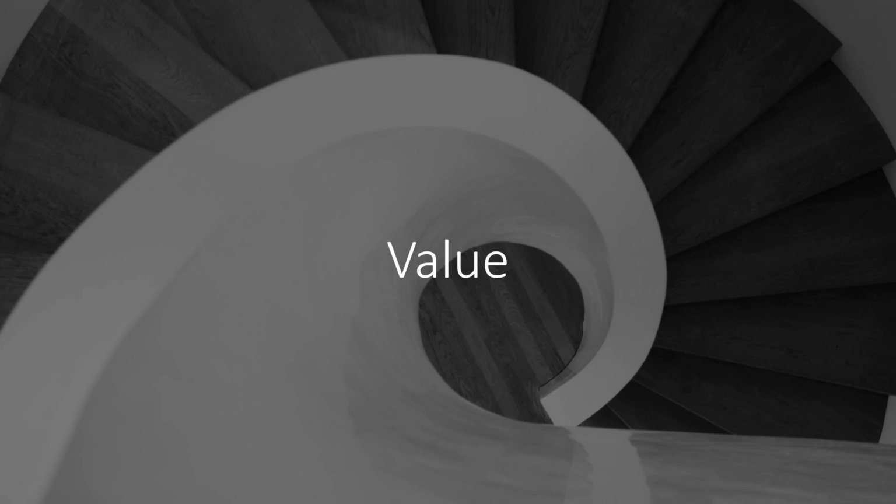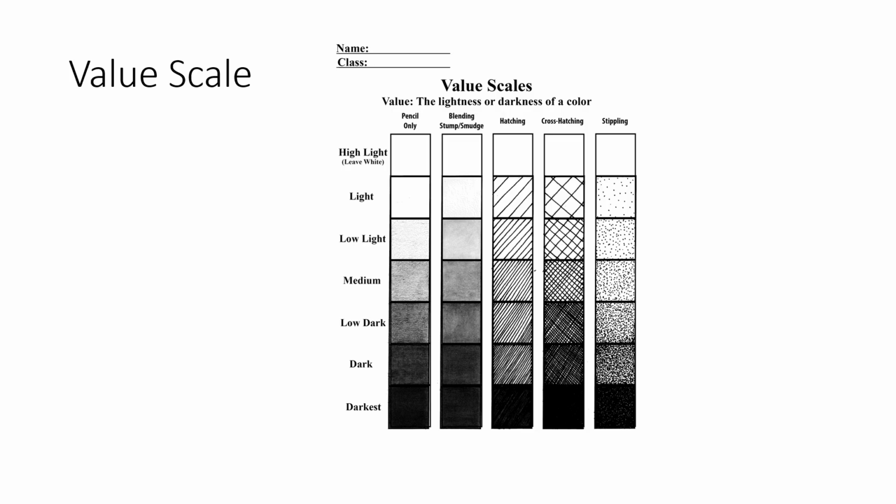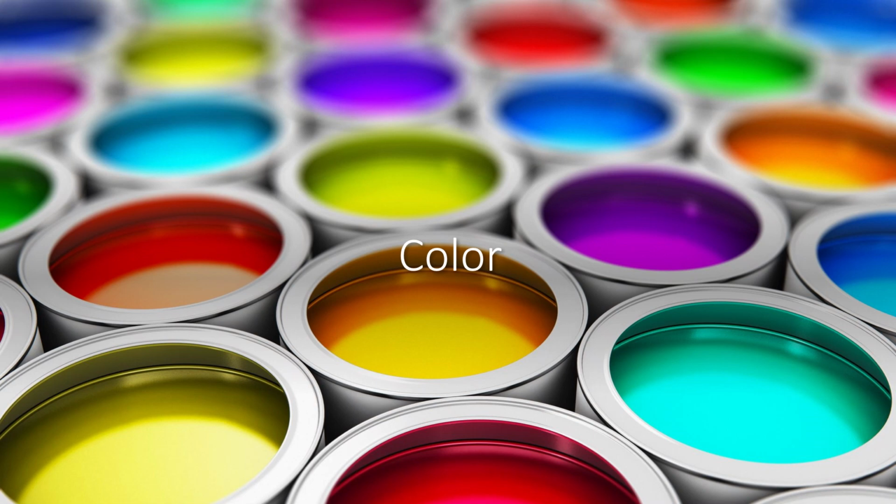Value, lightness or darkness of an object. A value scale is a tool an artist uses to demonstrate or practice their use of value, showing a progression of value from light to dark. This image demonstrates using different types of mark making to create a range of values in these 5 distinct value scales. Color. The term color identifies hue, intensity, and value.